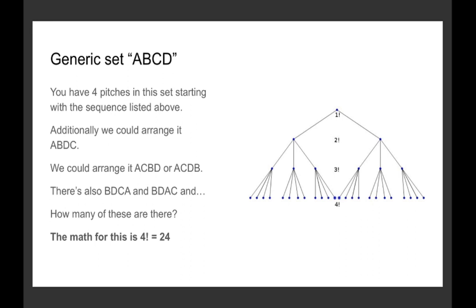Basically what this means is, let's say that we have a generic set A, B, C, D. So you can arrange this a few different ways. Start off with A, B, C, D. Maybe switch around the C and the D. You got A, B, D, C. Okay, that's another way to voice it.